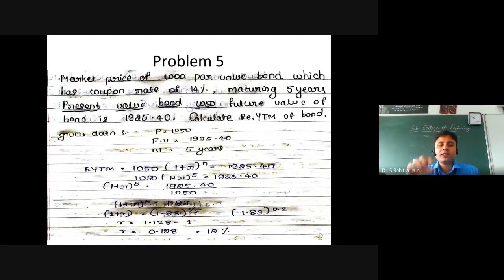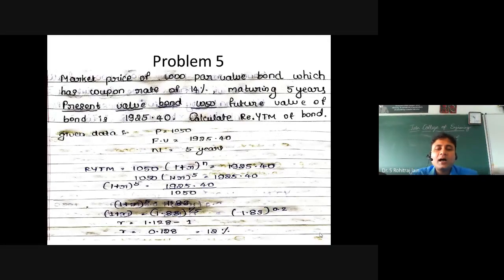Remember this, students. 5 is what? Exponential. So from left hand side it goes to right hand side. So always it becomes a fraction. This is basics. Okay. So 1 plus r is equal to what? 1.83 to the power 1 divided by 5. The exponential which is there on the left hand side will go to the right hand side. So 1.83 to the power 1 divided by 5, that is 0.2. So I got the value to be equal to 1.128.